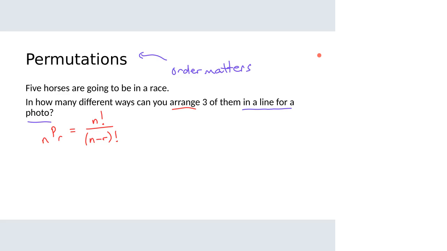And in this particular case, n is the total number of objects. Well, there's 5 total horses. I'm only going to arrange 3 of them in my photo. So here I have n equal to 5, and r equal to 3, because I have 5 horses, but I'm only putting 3 of them in the photo. There are 5 total, but I only have 3 in use. So what we have here is 5P3.